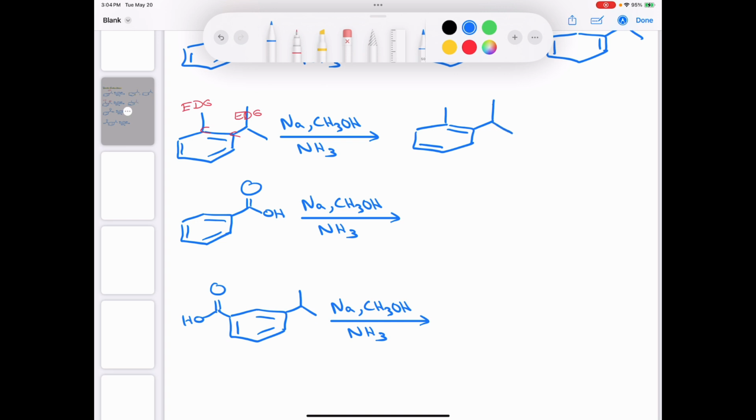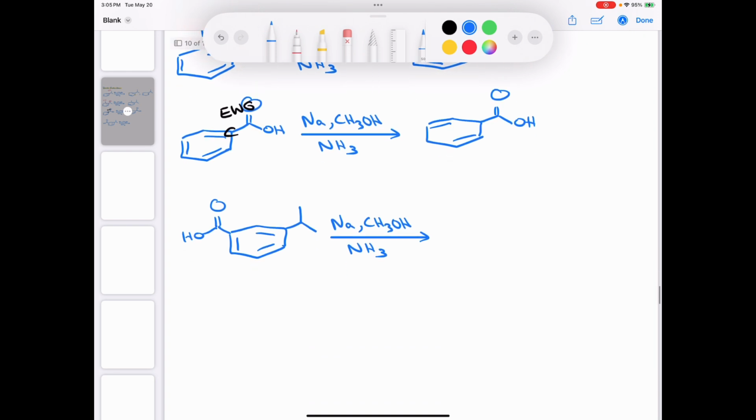The next one, keep in mind that a carboxyl group is an electron withdrawing group, and so that carbon is going to be reduced. And so the product we're going to get in this case, when I say that carbon, I mean the carbon that is attached to the carboxyl group. That carbon will be reduced. And so our final product is going to look like this. Here we go.